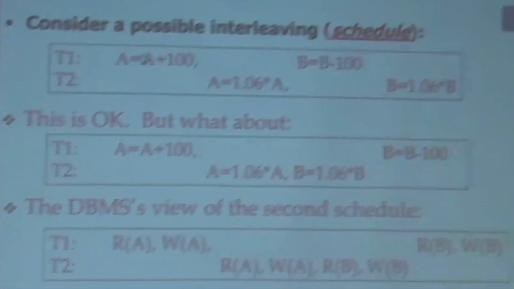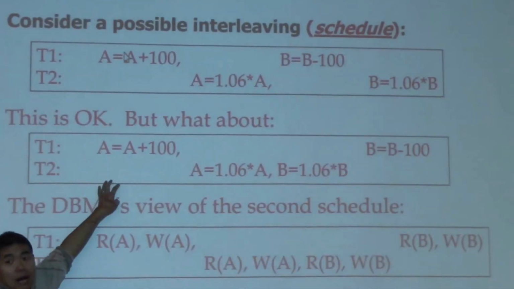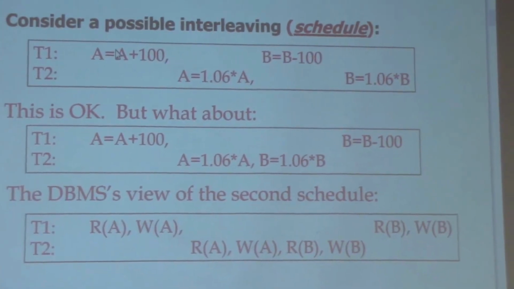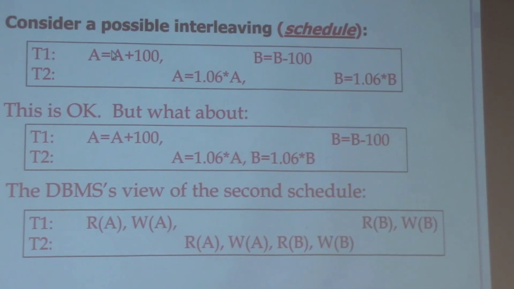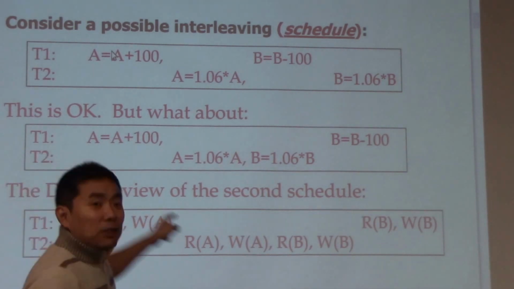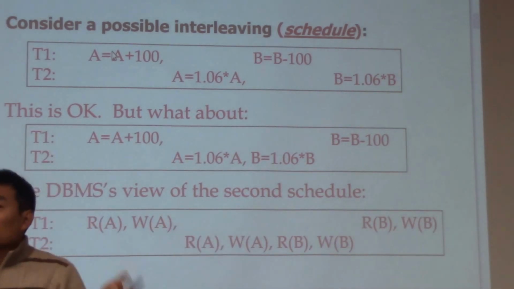So these are some examples. Now, as I argued earlier, a database management system doesn't care about the semantics of your transaction, meaning that whether this 100 is $100 or just some number, nobody cares. Whether it's 100 or 10 to the power 9, the database system doesn't care. Whether it's 6% interest or 60% interest, I don't care.